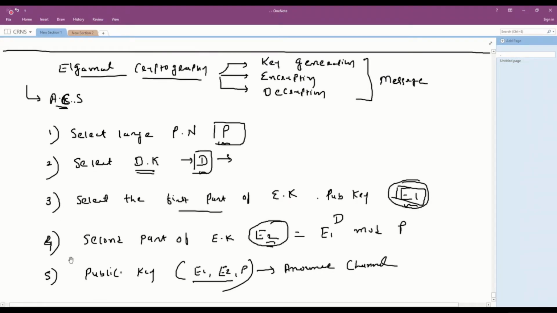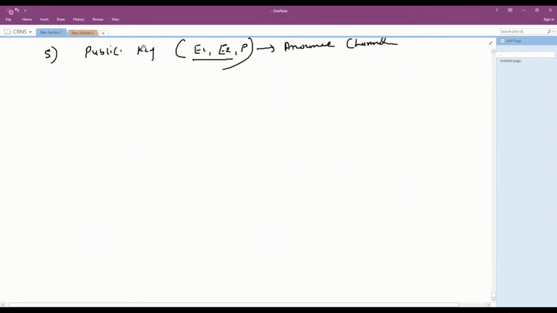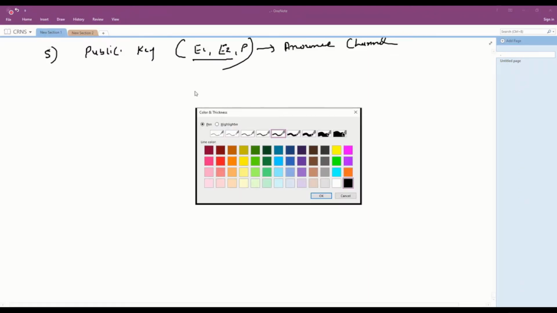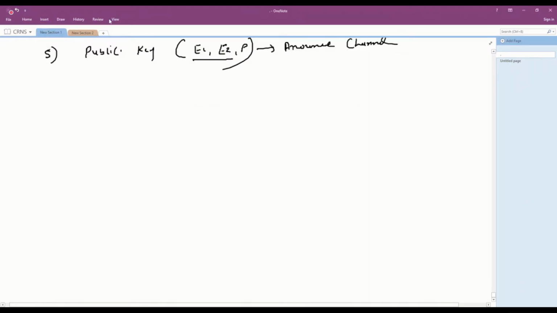Now moving ahead towards the example, and then I will show you the encryption decryption also. So very first thing, let P equal to prime number, so I am taking it as 11. Second, I am assuming decryption key D equal to 3. You can take any. Third, I am assuming E1 equal to 2. Again, you can take any, right?